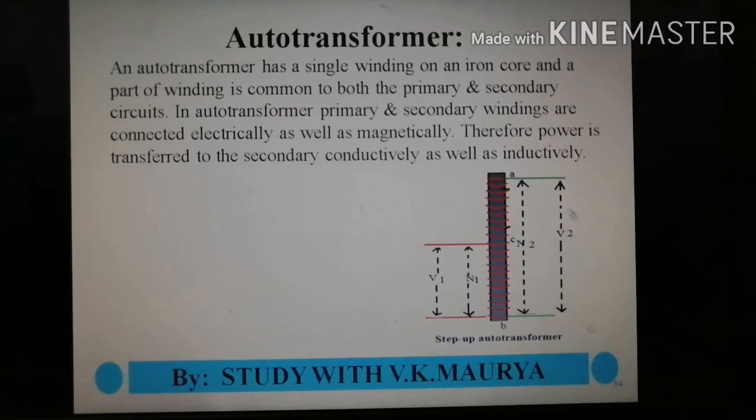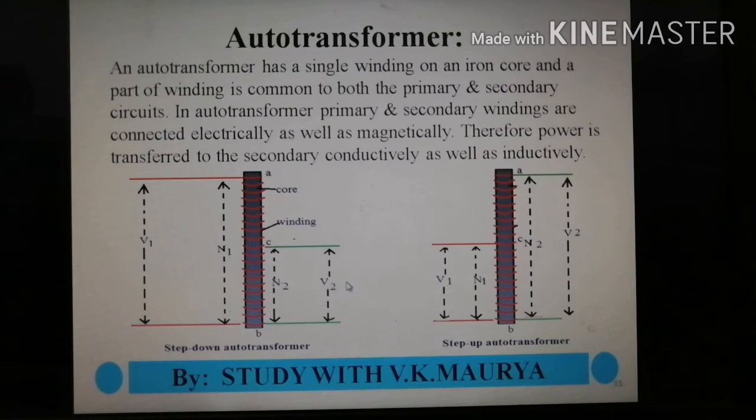Now see the second circuit. This one is the core, in which this portion belongs to the primary and this portion belongs to the secondary. There is a direct electrical connection, V1 N1 for the primary, N2 V2 for the secondary. Now these two diagrams at a time: this one is for the step down, this one for the step up. Step down auto transformer, and this one is step up auto transformer.